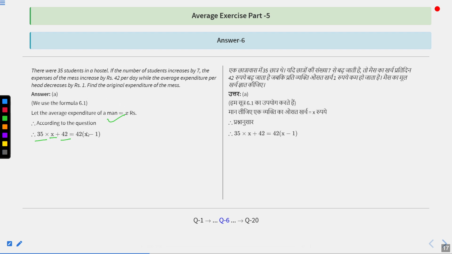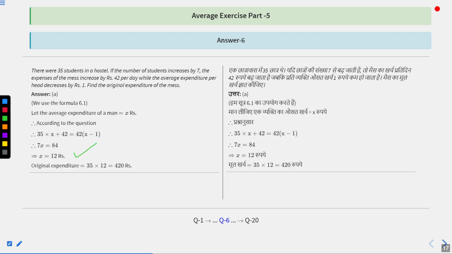So the total number of students is 35 plus 7, so it will become 42. And now the average becomes X minus 1, because we let the average expenditure of each man be X. So we can compare it. Now when we compare it, we get the value of X, which is 12 rupees. So what will be the original expenditure? Because X is our average and the number of students is 35 originally, when we multiply it, we get 420 rupees. So A is the correct answer. Next one.